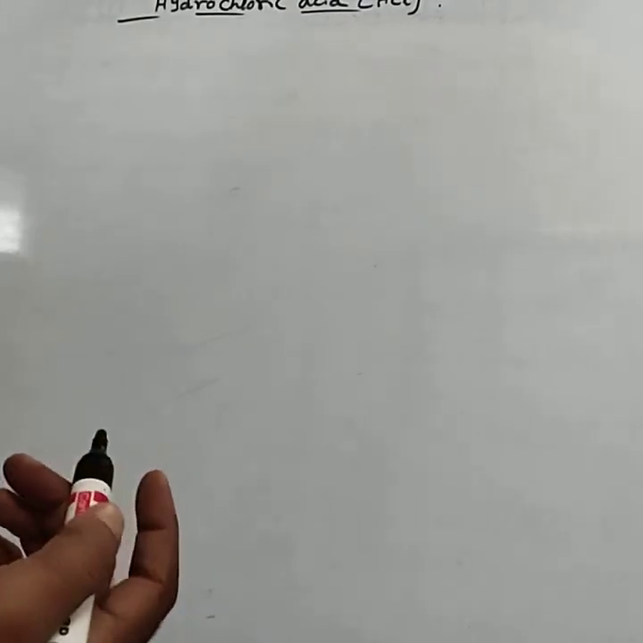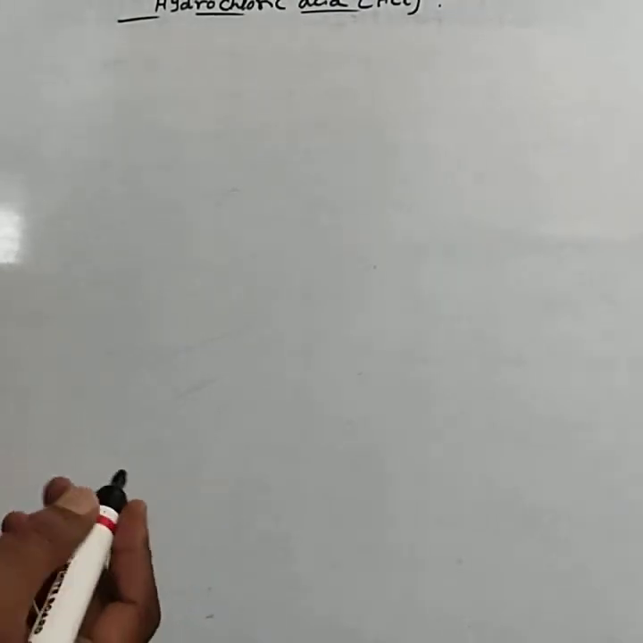Hello students, in the last class we discussed the dichlorine preparation and its properties. Next, an important compound of halogens is hydrochloric acid. The hydrochloric acid formula is HCl. Then consider the preparation of HCl.